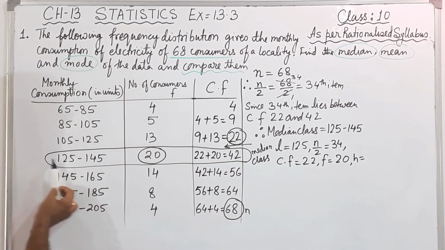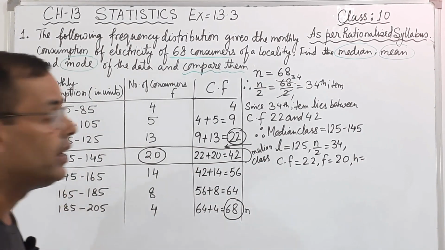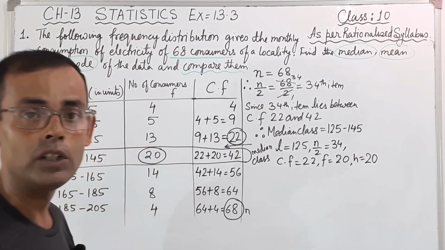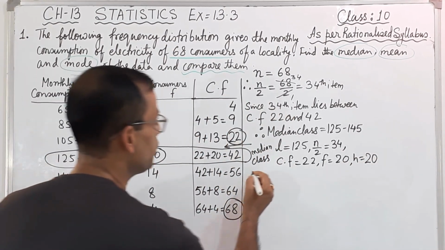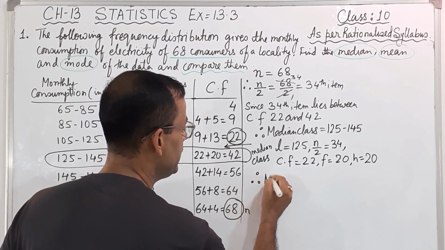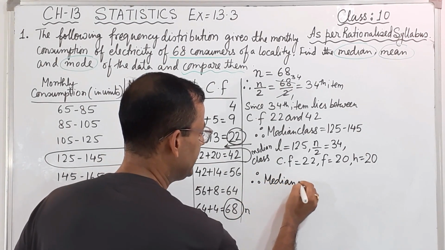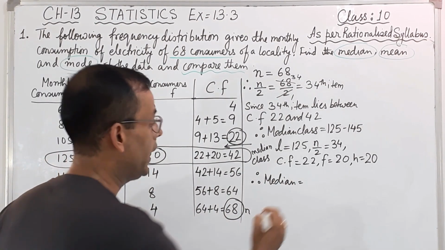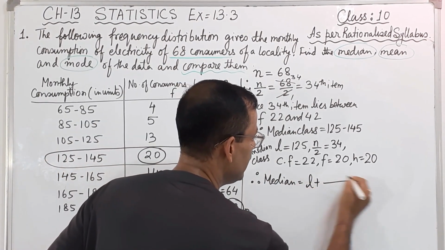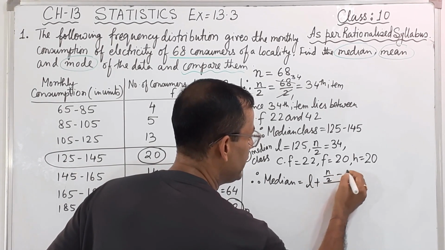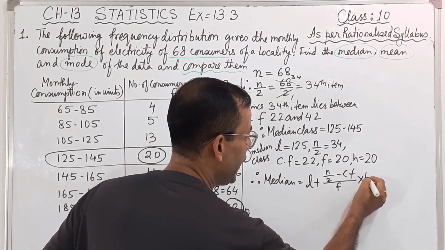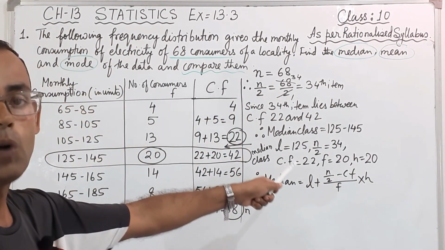The gap between these two, 125 to 145. So the gap is how much? 20. So H is 20. Now I will put the formula. Therefore, median. By this time, I think all my students know the formula. Okay, L plus (n by 2 minus CF) below F into H. So this is the formula.